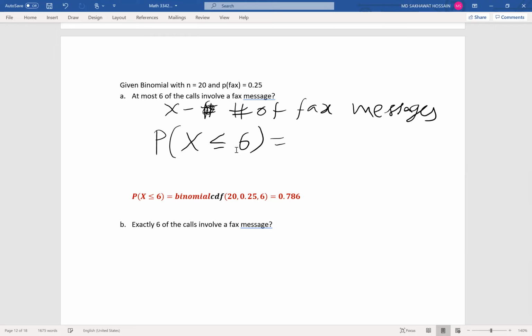So how can we find this probability? What are the possible values for X here? Can anyone tell me what the possible values for X are? N is 20, so look at this number. What are the possible values of X? Anyone?